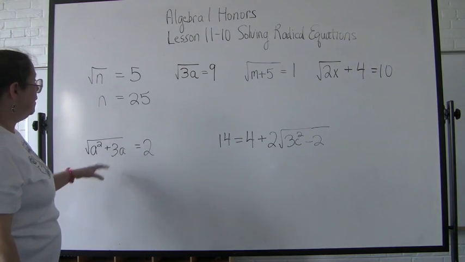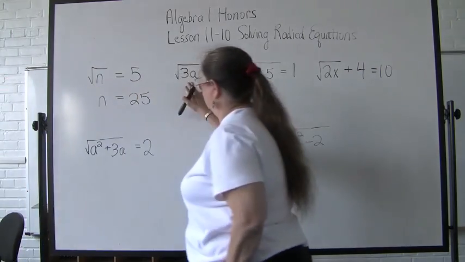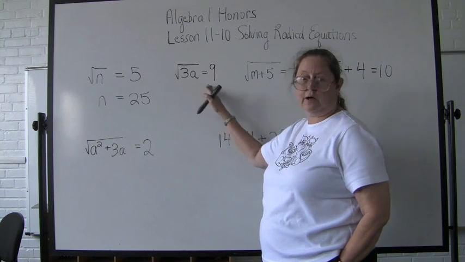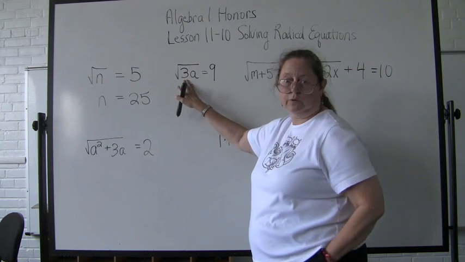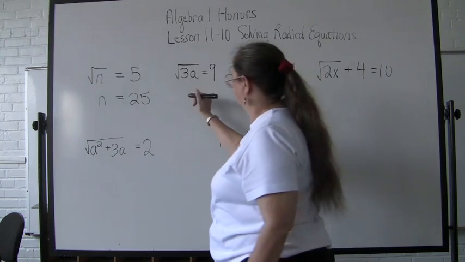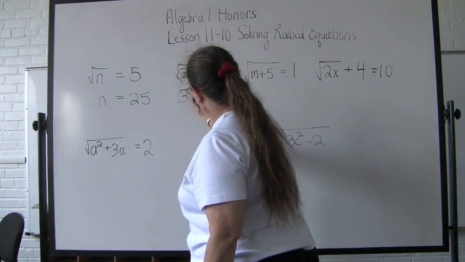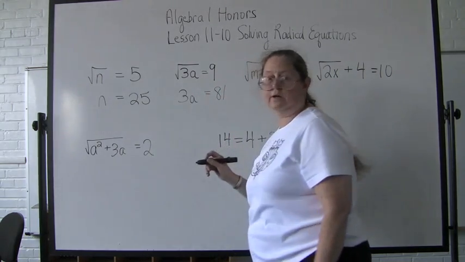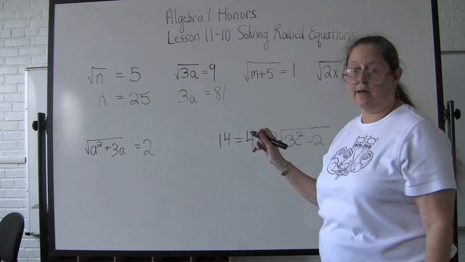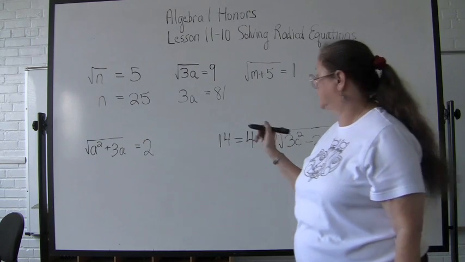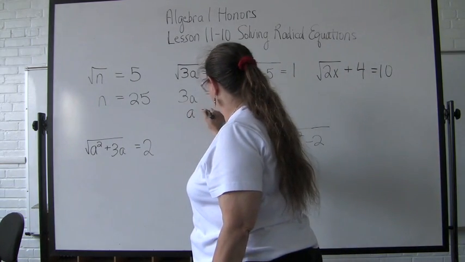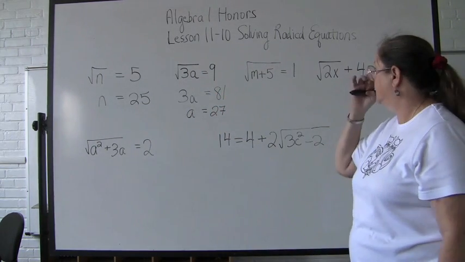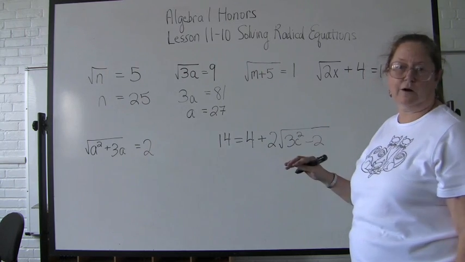All right, now let's move on to this one. So we have the radical isolated, it's there by itself. We need to square both sides. When I square a square root, it gets rid of the radical sign. So I'm left with 3a. And I square 9 and I get 81. 9 times 9 is 81. Now to find a, I have to divide both sides by 3. And a is equal to 27.